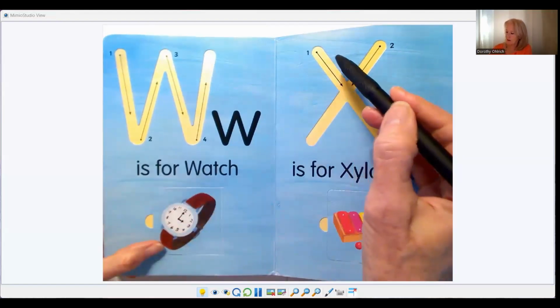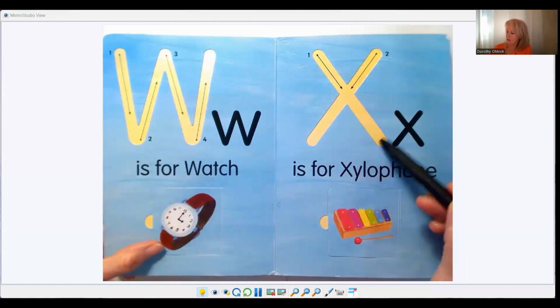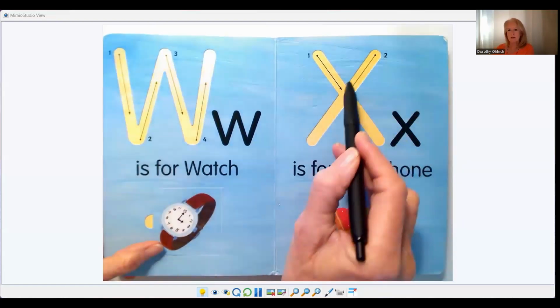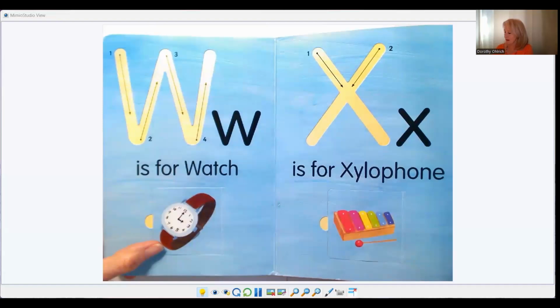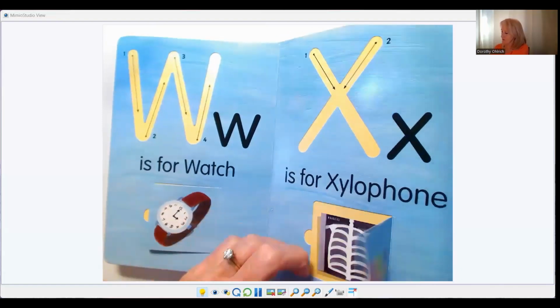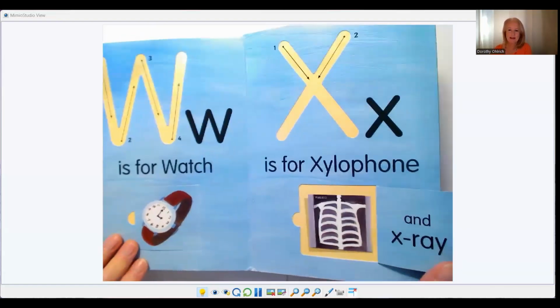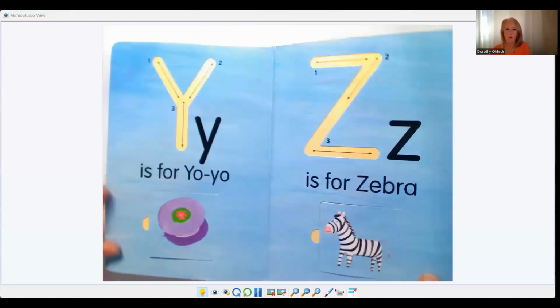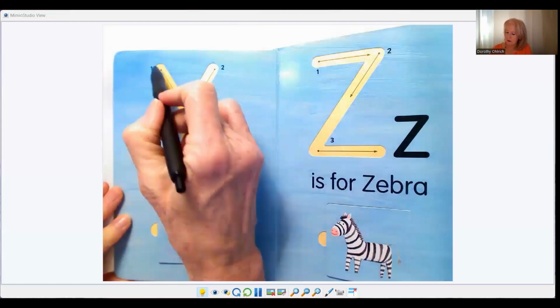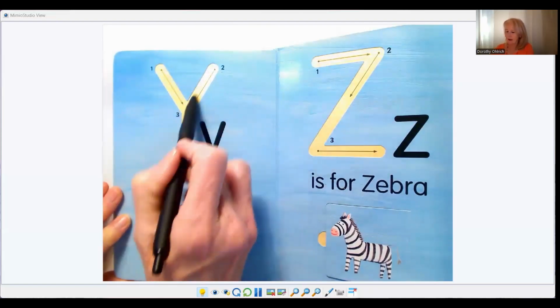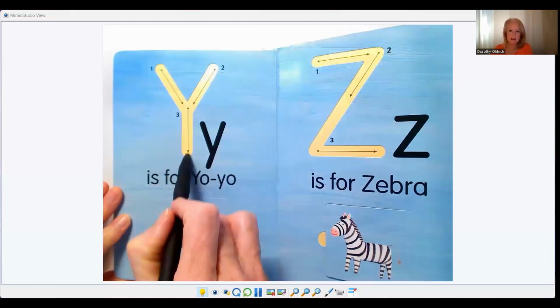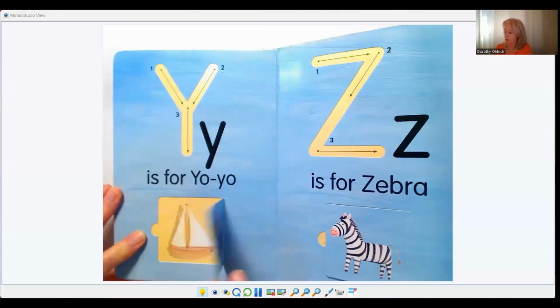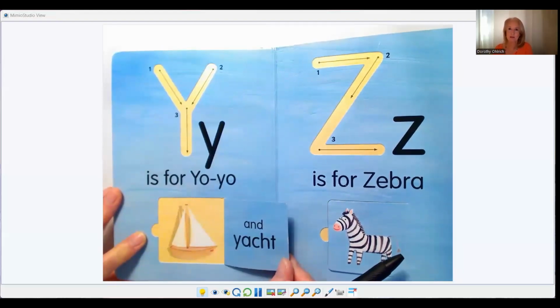X crosses. It goes down at an angle and down crossing the other side at an angle. X is for xylophone and X-ray. Y goes down at an angle, and straight down. Y is for yo-yo and yacht, which is a big boat.